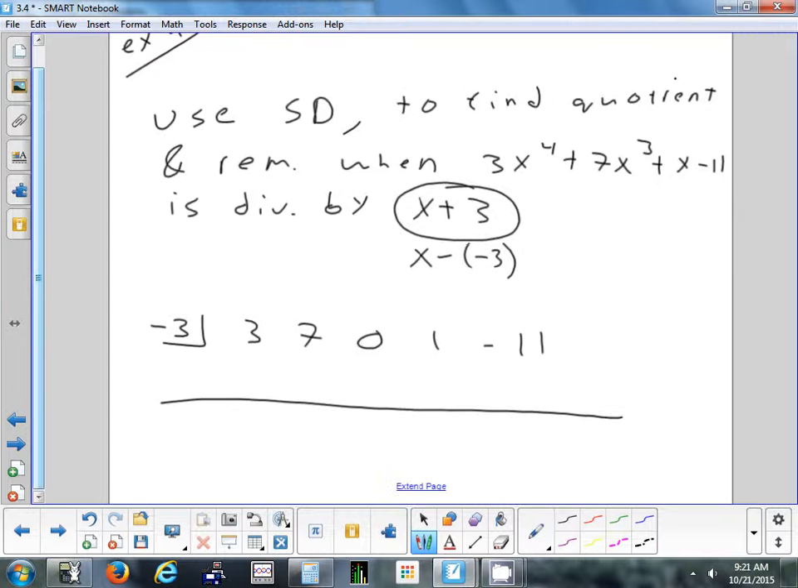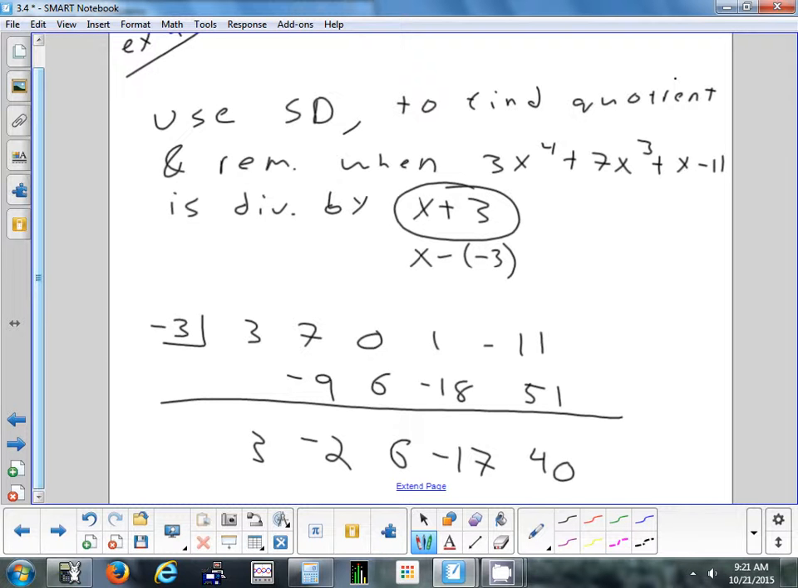Okay, and let me show you how fast synthetic division can be if you're reasonably good at arithmetic, which hopefully I am. So bring down your 3. Negative 3 times 3 is negative 9. That gives me negative 2... that gives me 6. Add, I get 6. 6 times negative 3 is negative 18. Negative 18 plus 1 is negative 17. Negative 17 times negative 3 is positive 51. Take away 11 is 40. Done. That's the whole problem.